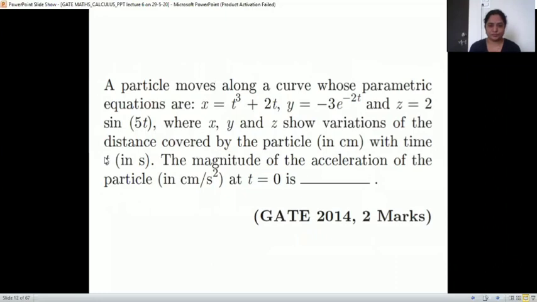Next question. A particle moves along a curve whose parametric equations are x is equal to t cube plus 2t, y is minus 3 e raised to minus 2t, and z is equal to 2 sine 5t, where x, y, z show variation of the distance covered by the particle in centimeters with time t in seconds. The magnitude of the acceleration of the particle at t equals 0 is equal to. So it is magnitude of the acceleration, and you have given x, y, z.